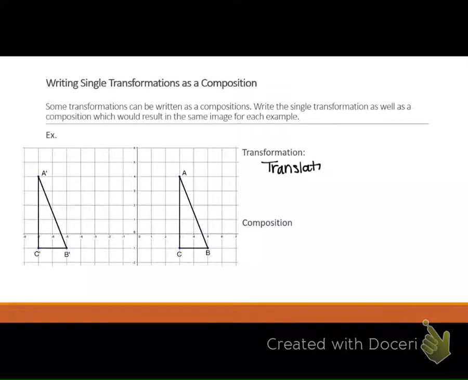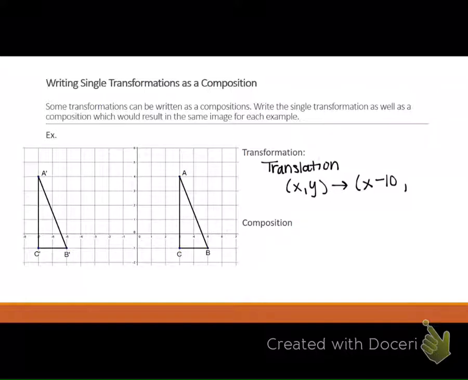A lot of you guys do not write this correctly. You need the X comma Y there with the arrow. And then we said it's X. What is it, Casey? -10. Goes 10 to the left, comma, Y. Y doesn't change. So that would be the single transformation.